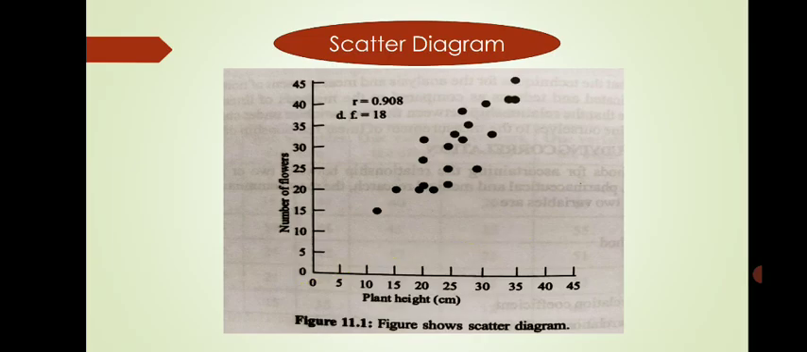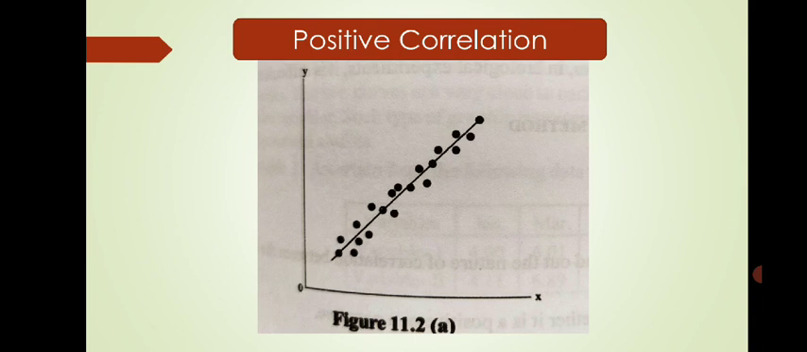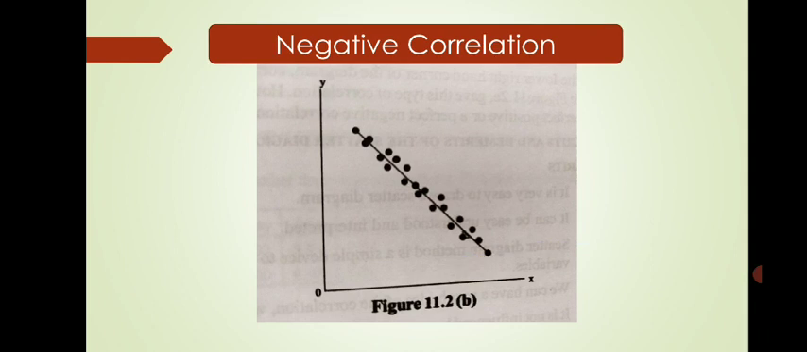These scatter diagrams are represented to show the relation between two kinds of variables, and they are of different types for different kinds of relationship. The first is for positive correlation. In this case, both values increase in some proportion. In case of negative correlation, one value increases while the other decreases.